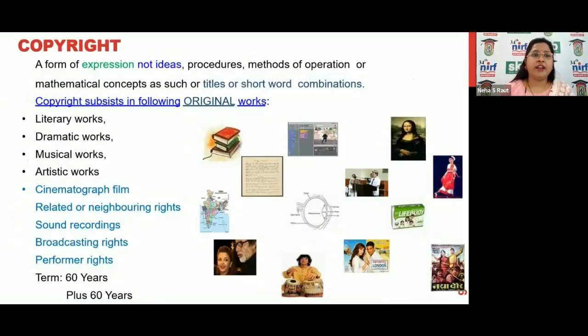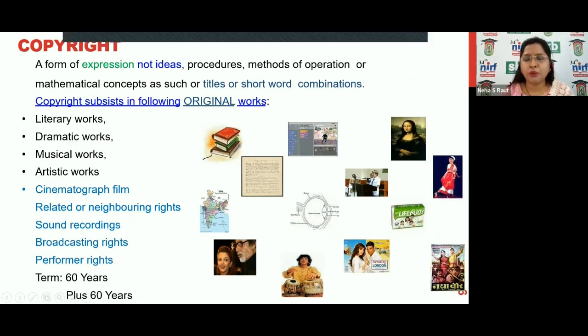Now moving to another IP, that is copyright. It protects the expression, not an idea, okay? Procedures, methods of operation, mathematical concepts, right? For your computer programs, the title, short words, combination, you can protect under copyright. It is not protected under the patent. So literary work, books, computer programs, your gaming programs, if they are only a program, with software, at that time you will get protection under copyright.